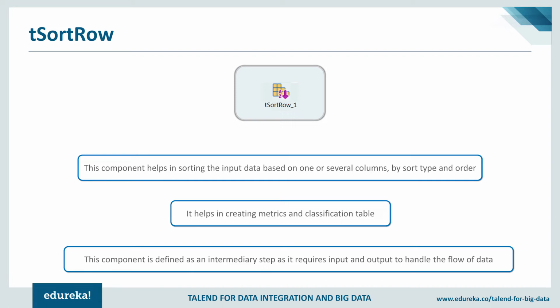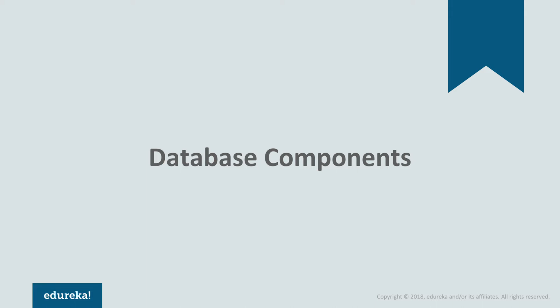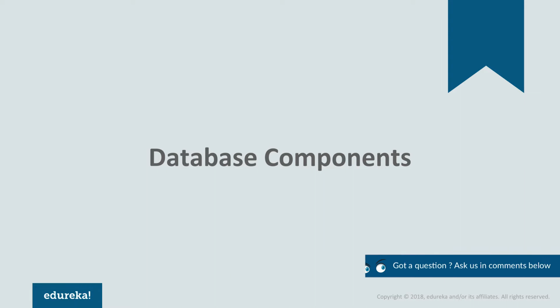So let's move on. As I said, again, the functionality is in the name: tSortRow will sort your input source data in ascending or descending order. It can sort your numbers, alphabets, and dates. This component is defined as an intermediate step as it requires input and output to handle the flow of data. It helps in creating metrics and classification tables. Whenever you want to do sorting or rank operations, you can use tSortRow. These are the widely used processing components. I'll show you how they work and how to configure them in the demo.